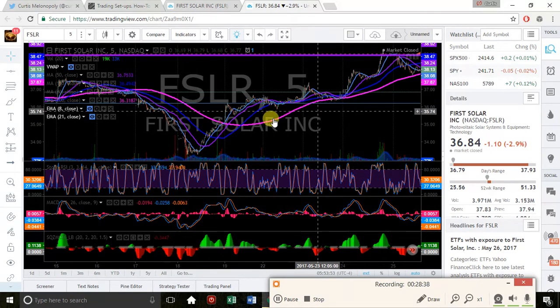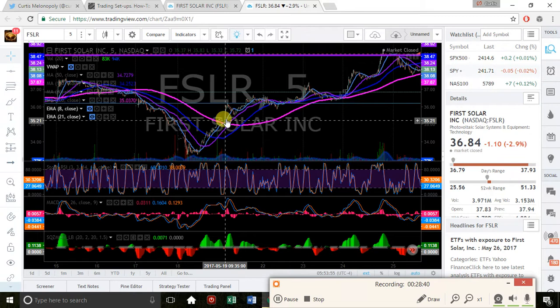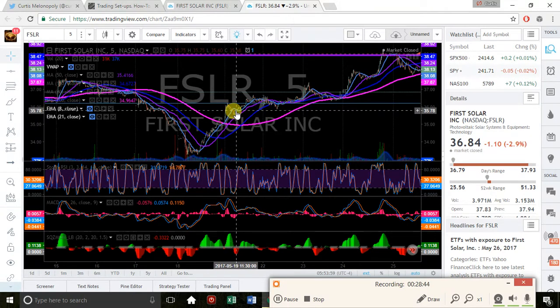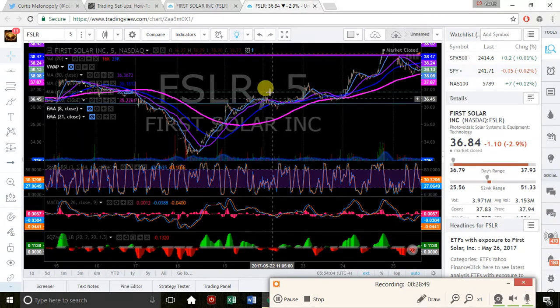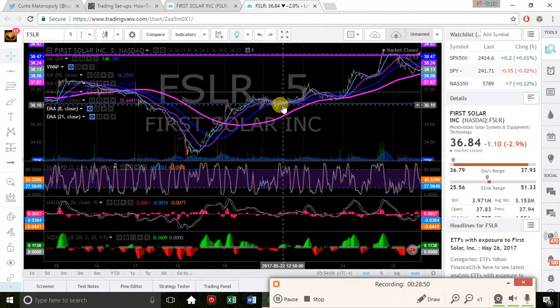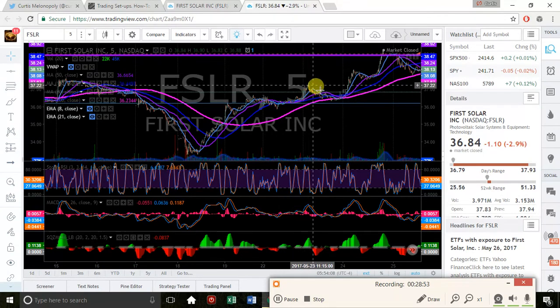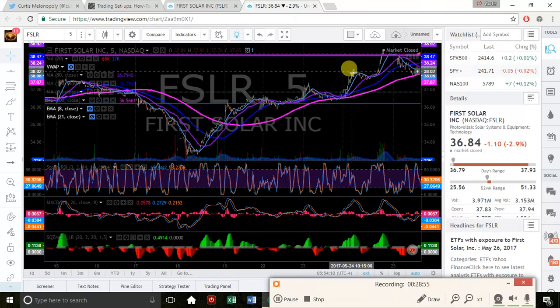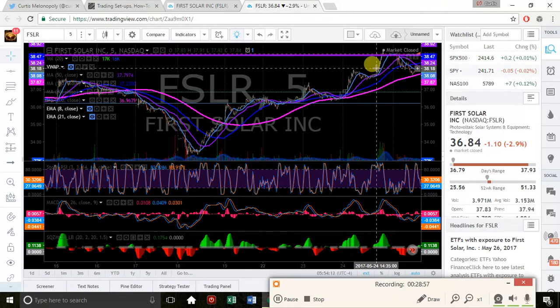Now, typically I'm in 20% right here, and it'll come up, it'll test, it'll come back down, and now I go into my second leg, I add another 20%, so now I'm in 40%. It'll come up, test, back, now I'm in 60%, come up, test, back, now I'm in 80%, come up, test, back, now I'm in 100%, and then when it gets here I'd sell.